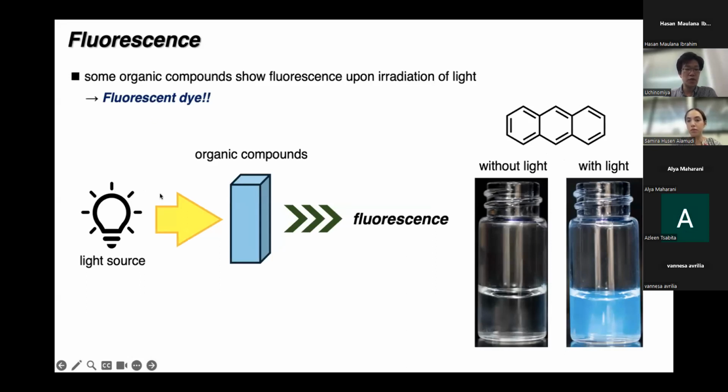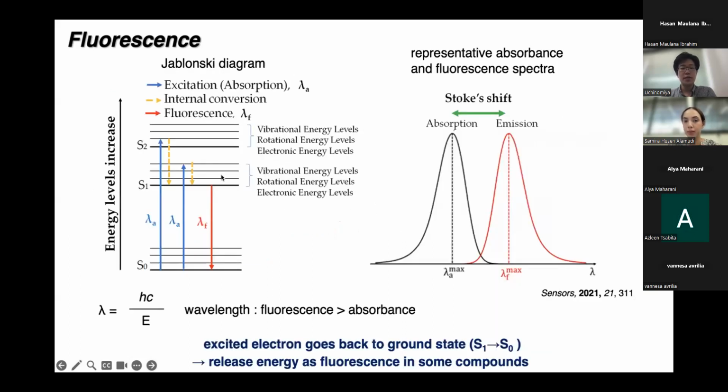For example, this is a slide of the absorbance and fluorescence, where the organic compound can absorb light and show fluorescence. This compound is called a fluorescent dye. For example, this compound named anthracene shows fluorescence upon irradiation of light. And without light, this compound shows no fluorescence. This is explained by the Jablonski diagram.